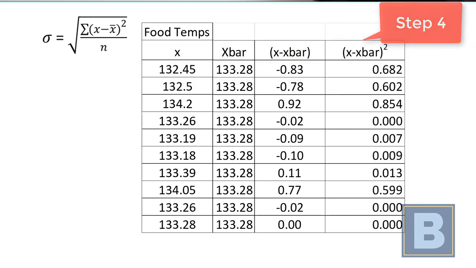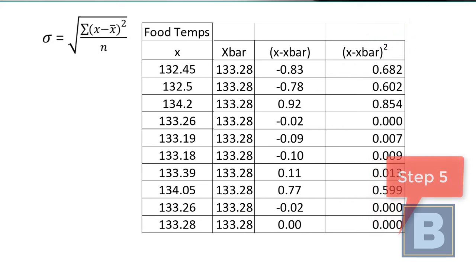In step 4, we square the results from step 3. We'll do this for each individual data point. As you can see, I've already done that here. The next step, step 5, we simply add up all the squares from step 4 and we get 2.77.